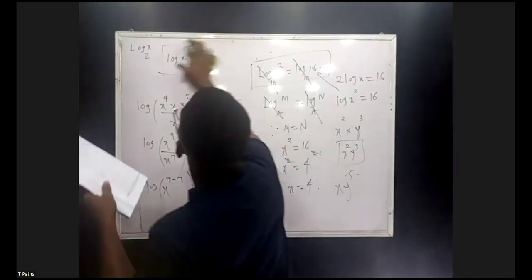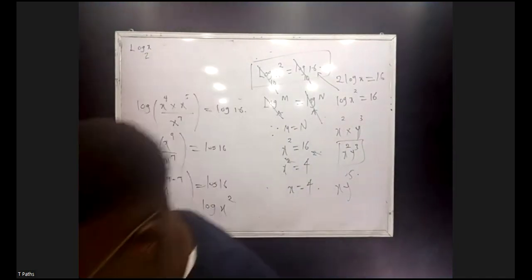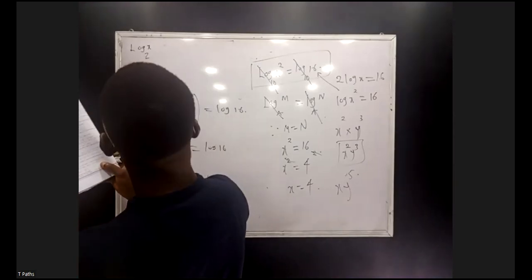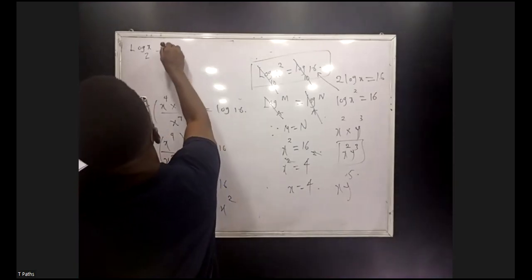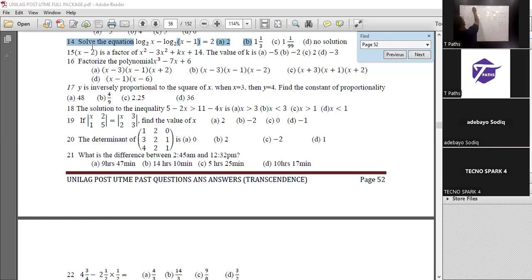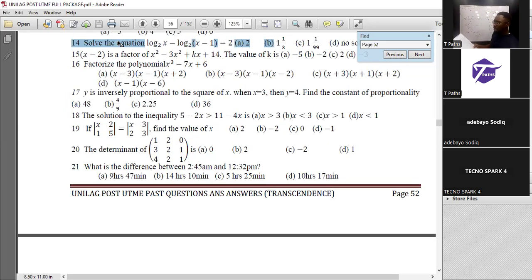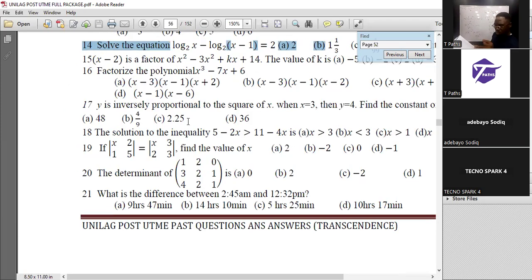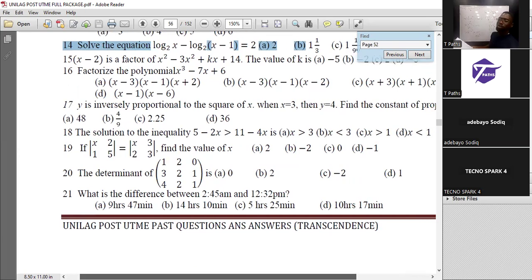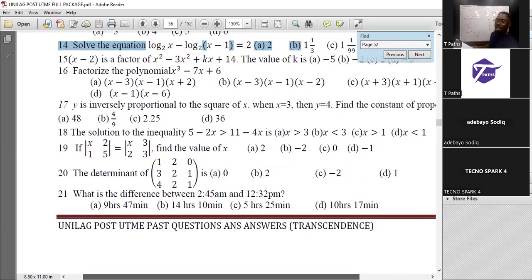Yes, sir. Now, look at this question that we want to solve. We have log x to base 2 minus log of bracket x minus 1 to base 2 equals 2. At this level, nobody will give you a problem where the logarithms are not of the same base. There's a question here that they are not of the same base. I'm going to solve it after this one. And when they want to give you problems that are not of the same base, you would see how they would ask you.